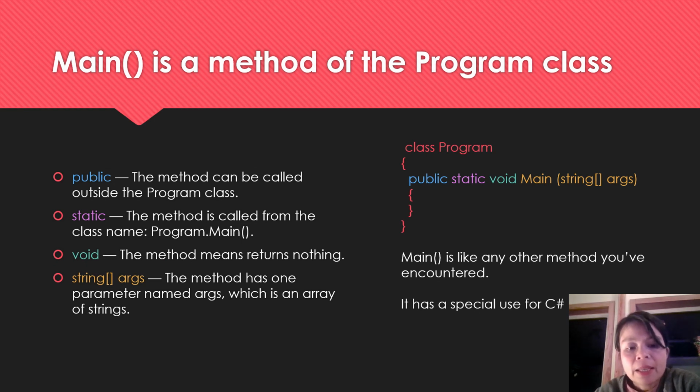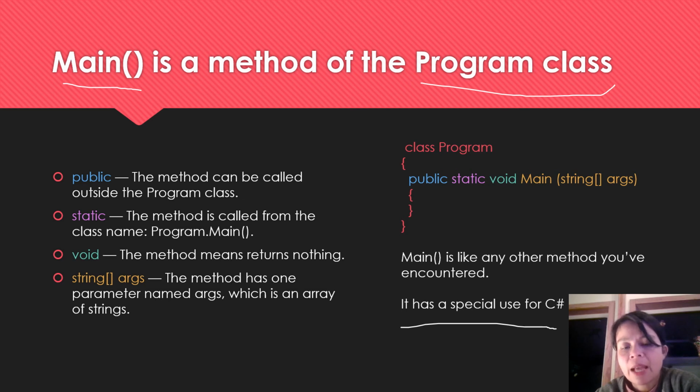So Main is a method for the Program class, okay? Main is like any other method you have encountered. It has a special use for C#. Okay, so here, let's break it down. So class Program, you have public, right? The access modifier, because this method can be called outside of the Program class. And it's static. Okay, the method is called from the class name. And void, meaning this method returns nothing.